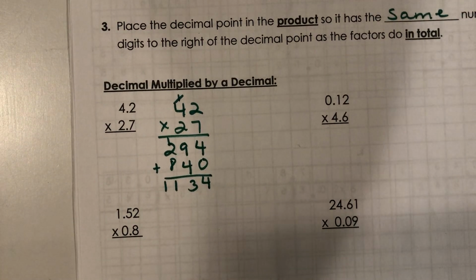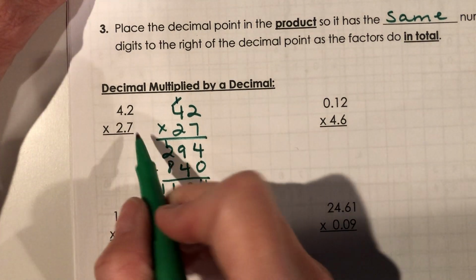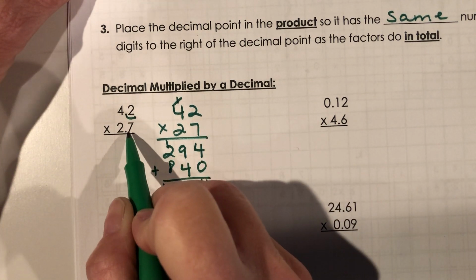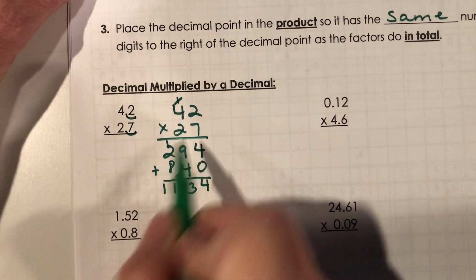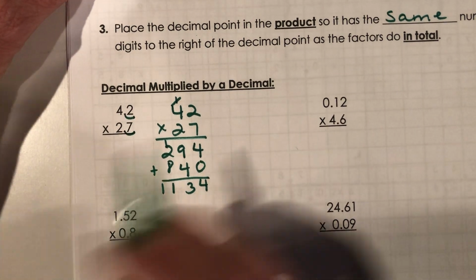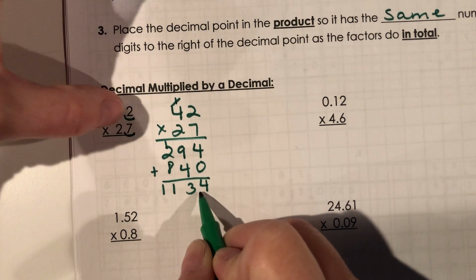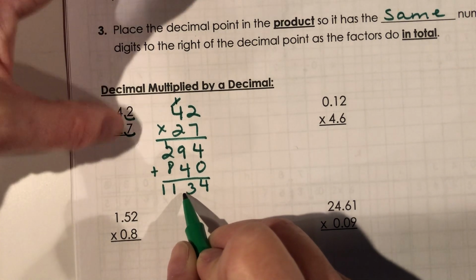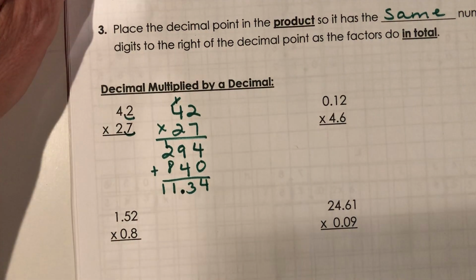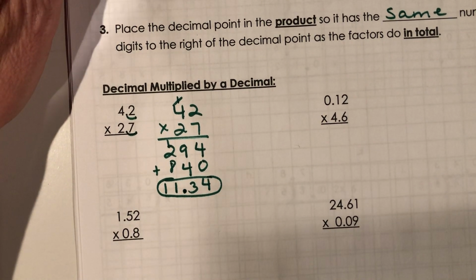Now we start off and you have 11.34, right? Now in our problem, we had to multiply 4.2 by 10 to make it 42, and we multiplied 2.7 by 10 to make it 27. That means that we multiplied by 10 twice, so in my answer I need to shift the decimal point once for that one and once for that one. So in my problem, I have 2 numbers behind the decimal point. In my answer, I should have 2 numbers behind the decimal point.